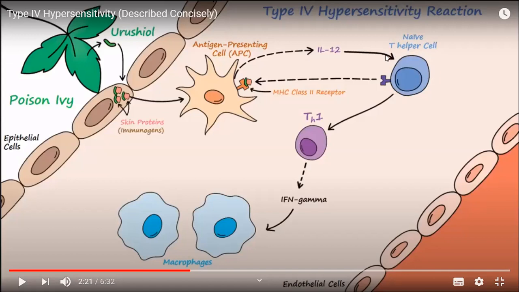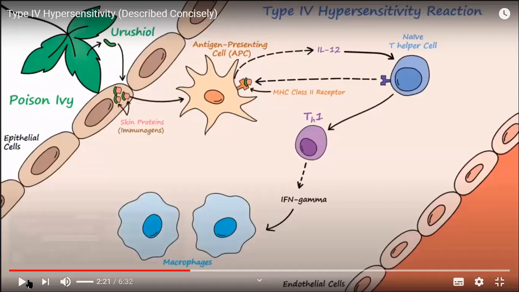And then basically the naive T helper cell doesn't know what to do initially. The T helper cell is there, but it will become specific to urushiol based on the recognition here. The complex will make it specific: from naive, it becomes a specific T cell. That is, it is transformed into a T helper cell 1. This is called T helper cell 1 later. From a naive T cell, after exposure and attachment to this antigen, it becomes T helper cell 1. Once it becomes a T helper cell, it knows how to go and destroy this.